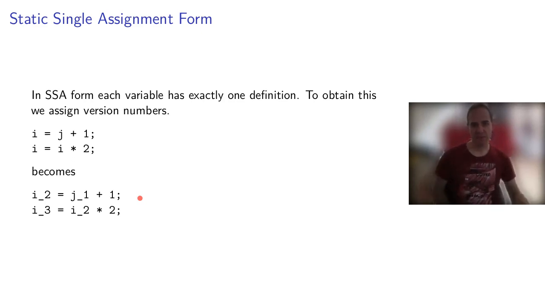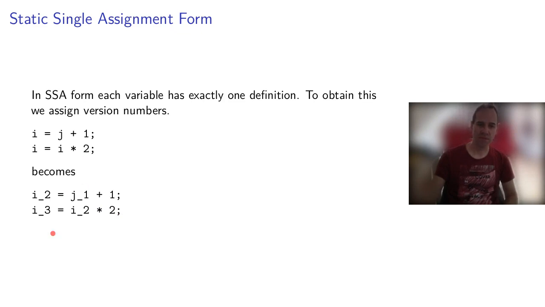So SSA is a static single assignment form, and that basically means that each variable is assigned exactly once, so it has a single definition. If you have a regular C program and the variable i, then usually you assign to i multiple times. So in SSA form, we want to distinguish these two definitions, and so we introduce version numbers. We introduce different versions of this variable i: the version that it has after the first assignment, which in this case would be i_2, that is assigned j_1 plus 1. And the second version we introduce in this case is i_3, which consumes i_2 and multiplies it by 2.